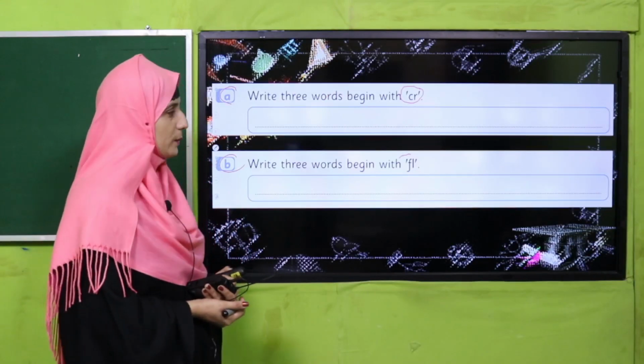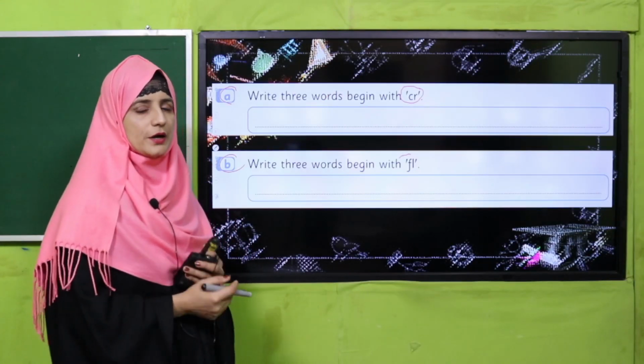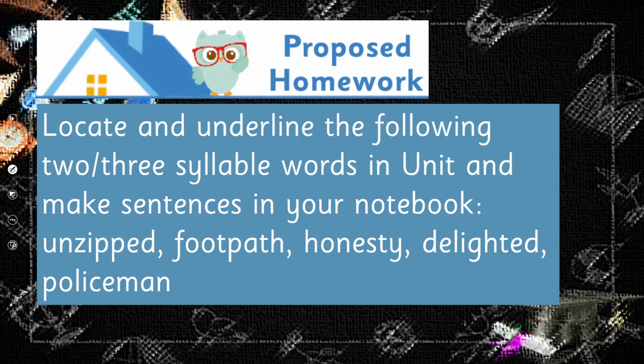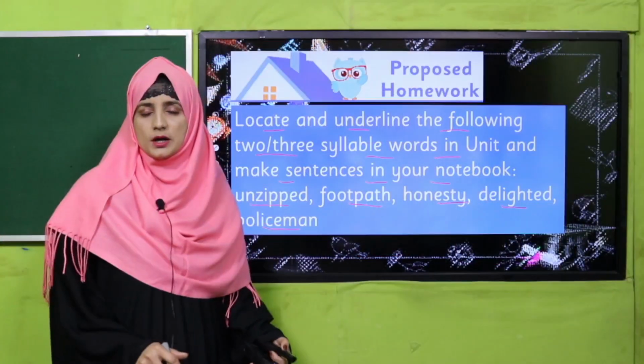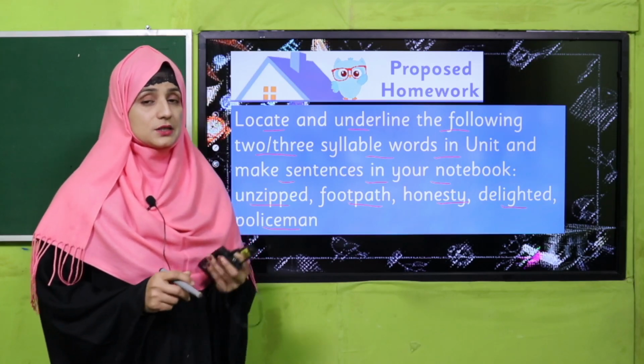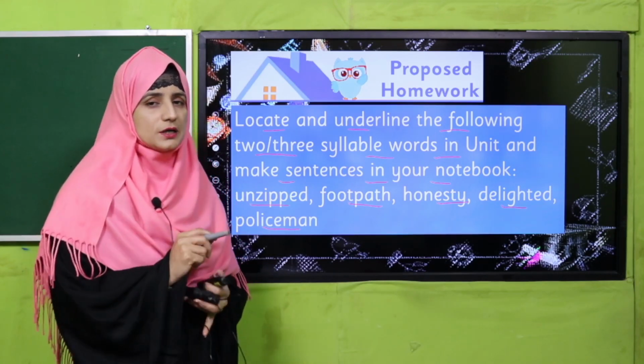Welcome back. Good job, my dear students. I hope now you have searched out 3 words with CR and FL. Good job. So what's your homework for today? You have to locate and underline the following 2-3 syllable words in the unit and make sentences in your notebook: unzipped, footpath, honesty, delighted, and policeman. I have searched these words for you from your book. You will also search out these words from your book and then make sentences of these words. This will be your today's homework.